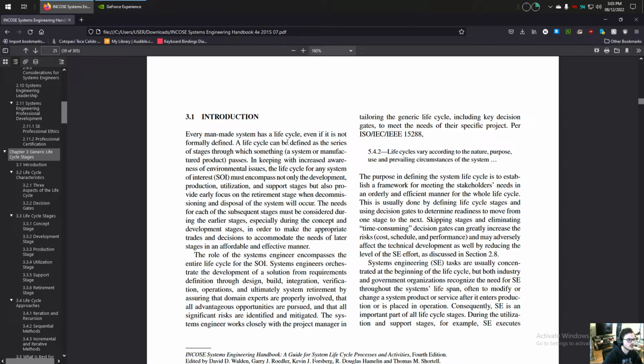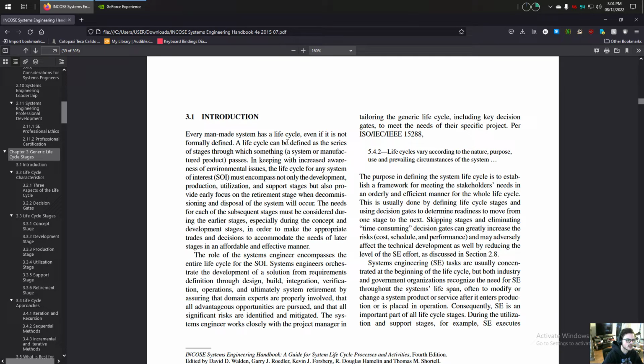Every man-made system has a life cycle, even if it is not formally defined. A life cycle can be determined as a series of stages through which something, a system or manufactured product, passes. In keeping with increased awareness of environmental issues, the life cycle for any system of interest must encompass not only the development, production, utilization, and support stages, but also provide early focus on the retirement stage when decommissioning and disposal of the system will occur.